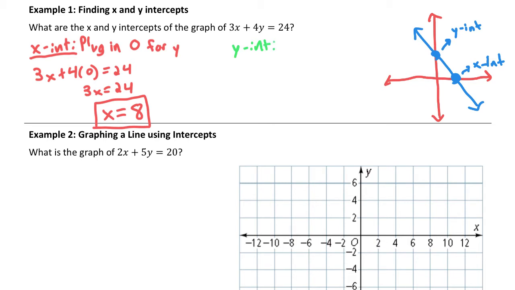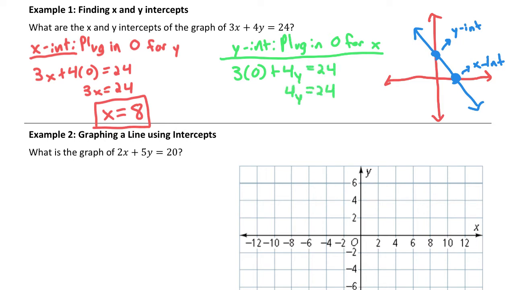Y-intercept is the exact opposite. Plug in 0 for x. So to find the y-intercept, 3 times 0 plus 4y equals 24. 4y equals 24, so y equals 6. So this line crosses the x-axis at 8, crosses the y-axis at 6. So if you're trying to find an intercept, you substitute 0 in for the other variable. If it's the x-intercept, plug in 0 for y. If it's the y-intercept, plug in 0 for x.